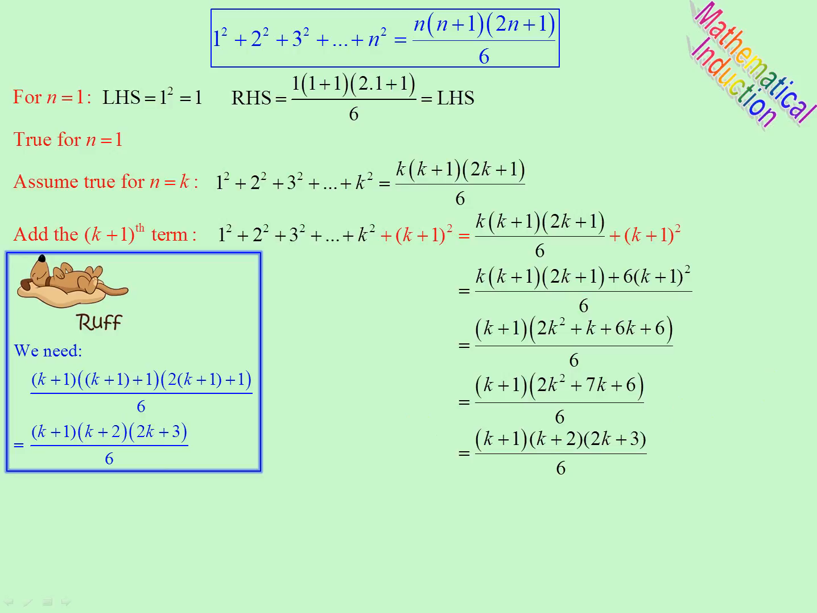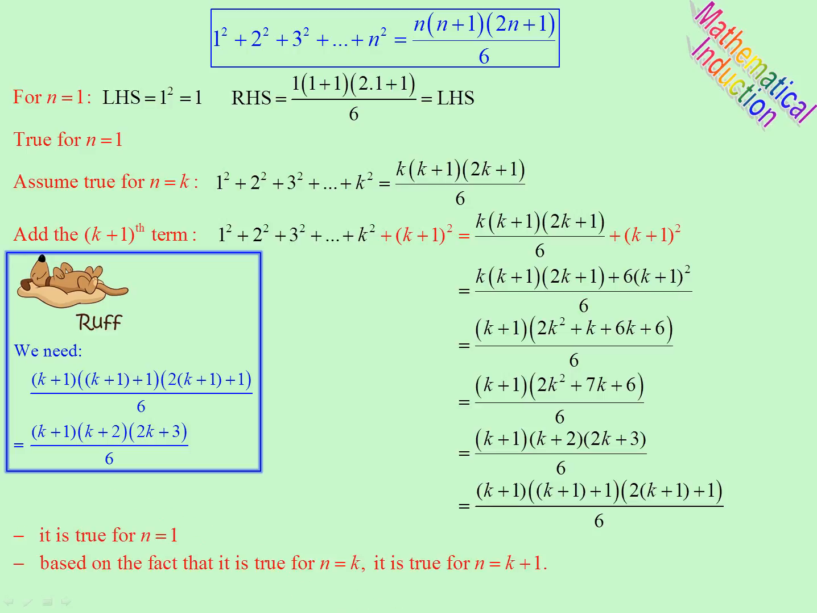Now we're going to look clever, because we're going to go from there to there. And we do our closing touches. True for n equal to 1. Based on the fact true for n equal to k, it is true for n equals k plus 1. Therefore, by mathematical induction, true for all n elements of natural numbers.